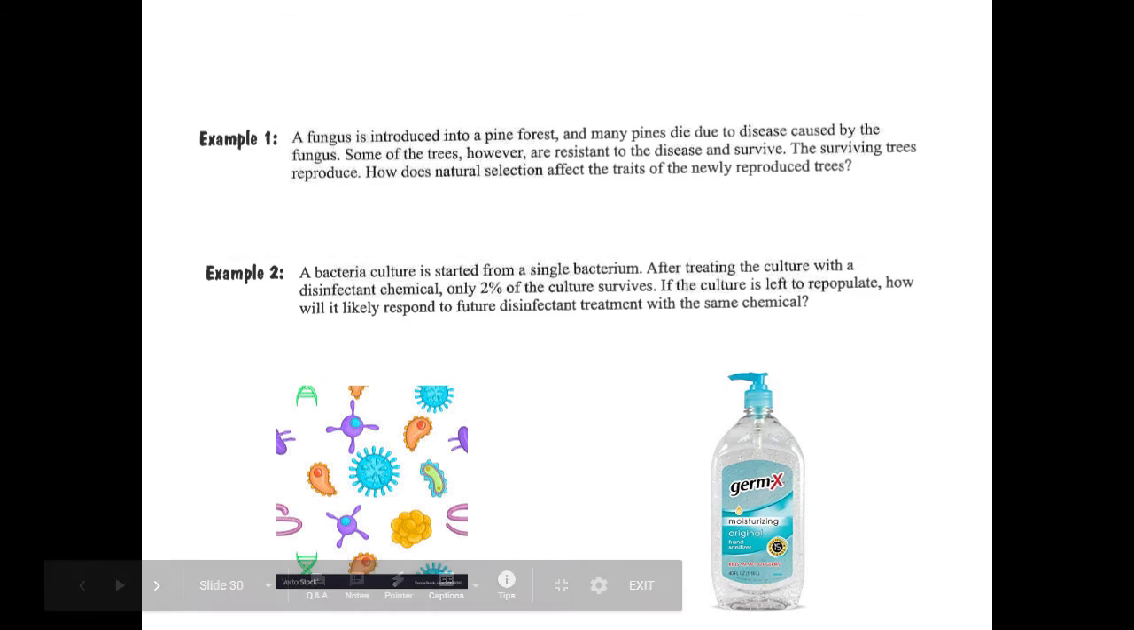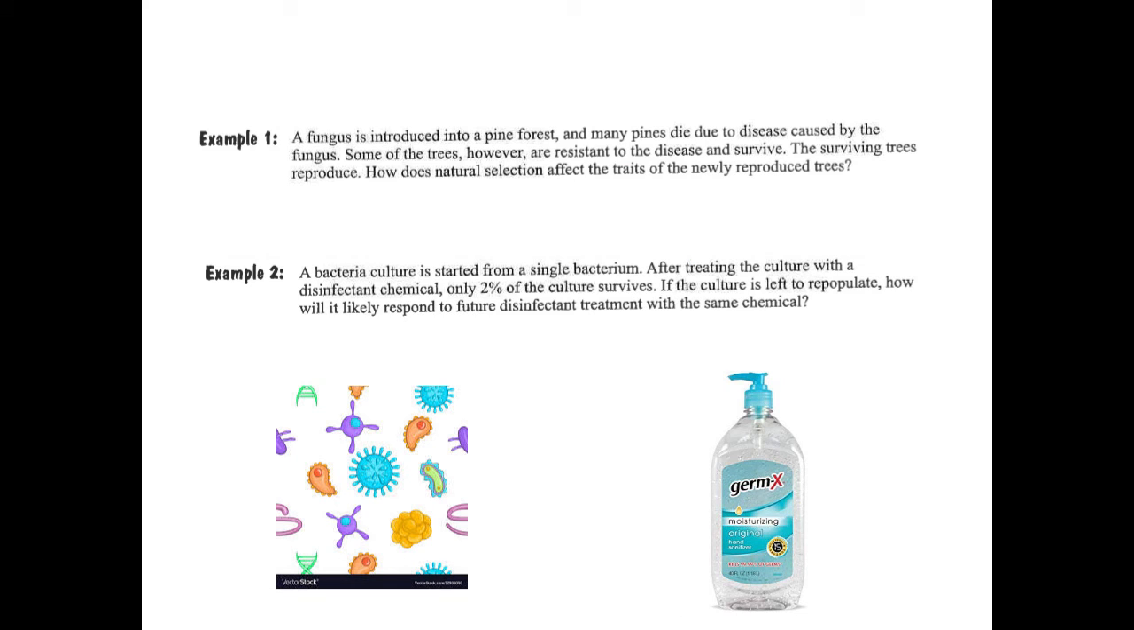So you have an example 1, you have a fungus introduced to a pine forest, and many pines die due to disease caused by the fungus. Some of the trees, however, are resistant to the disease and survive. The surviving trees reproduce. How does natural selection affect the traits of the newly reproduced trees? Well, it's going to have the traits of the ones that survived.